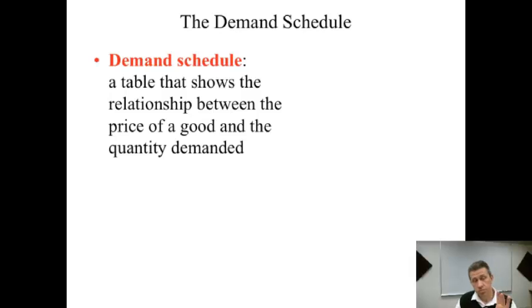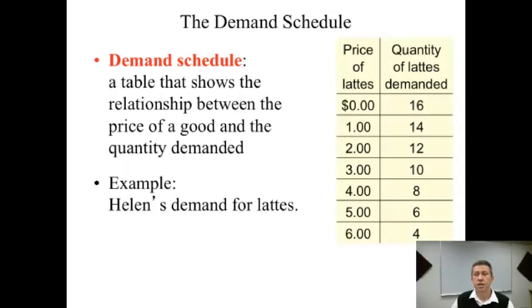So the demand schedule, in table or chart format, shows the relationship between the price of a good and the quantity demanded. We've got an example here. We've got somebody named Helen who likes lattes. So at different prices, Helen has different demand for lattes.